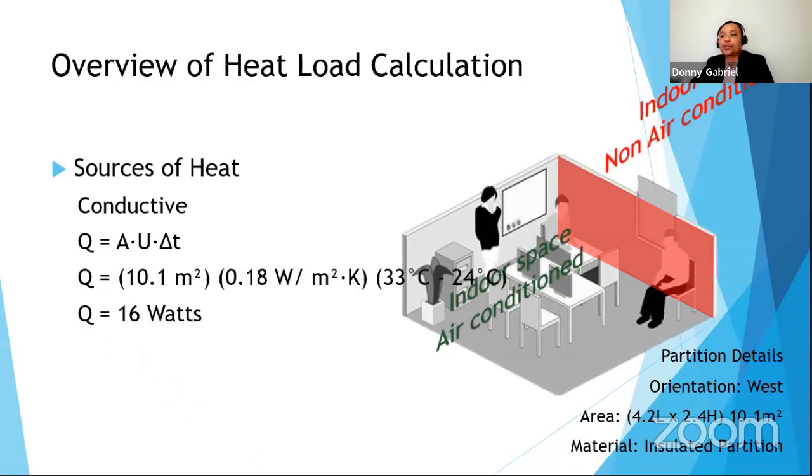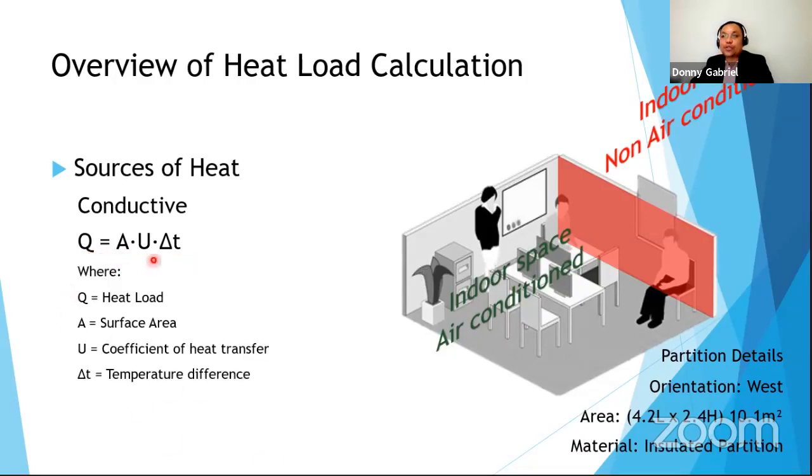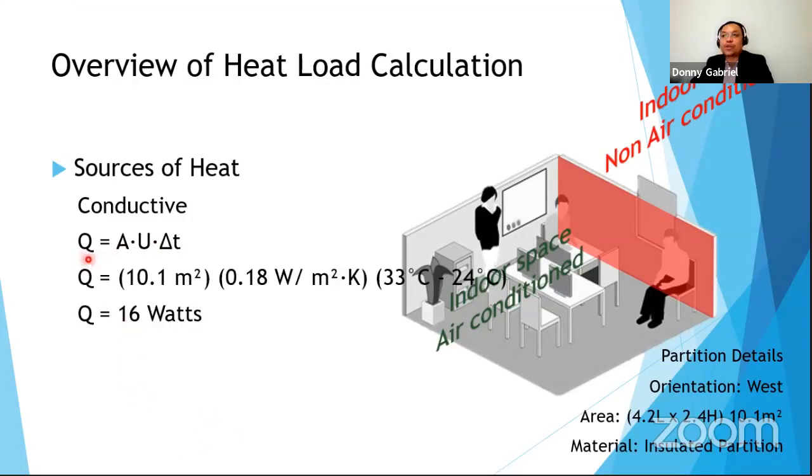Okay. So ito yung formula natin, no? So we will substitute the values for each. So Q is equal to AU delta T. A is your area, so ito yon. Ito yon, 10.1 meters squared.